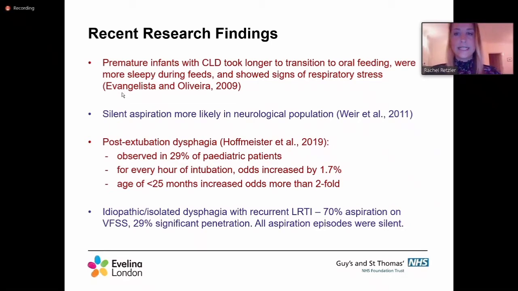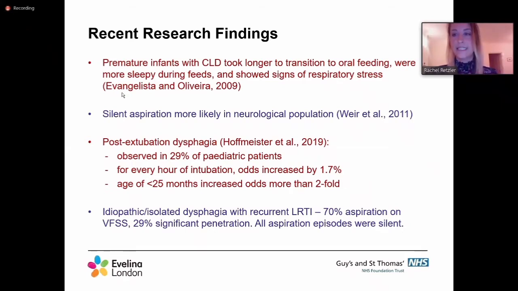There was a retrospective study over a 10-year period at Our Lady's Children's Hospital Crumlin, looking at data for children presenting with reported feeding difficulties and recurring lower respiratory tract infections. 29% of these children had normal clinical feeding assessments. So keep in mind, no signs of aspiration or difficulty. However, all of these children, which were 17 in total, had an abnormal video fluoroscopy.